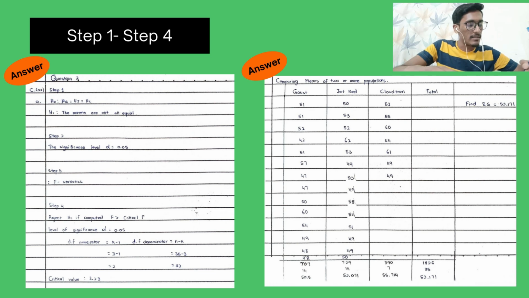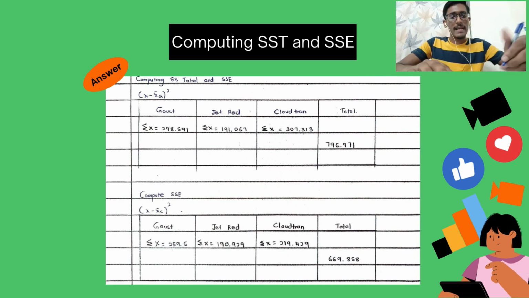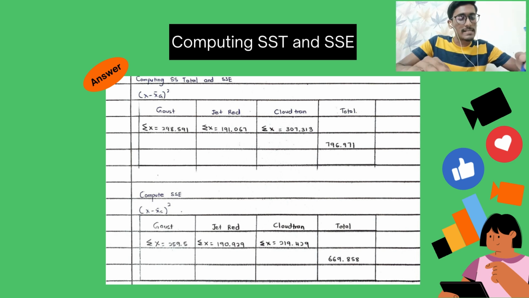Let's find the grand mean. To find X grand, we divide the total X over N, which means 1826 over 35. We derive the answer as 52.171. Let's move on by computing the SS total and SSE. To find the SS total, we use the formula X minus X grand in brackets, squared. For Ghost we find 298.591, Jet Rate 191.067, Cloud Time 307.313, and the total is 796.971. So that is the SS total.